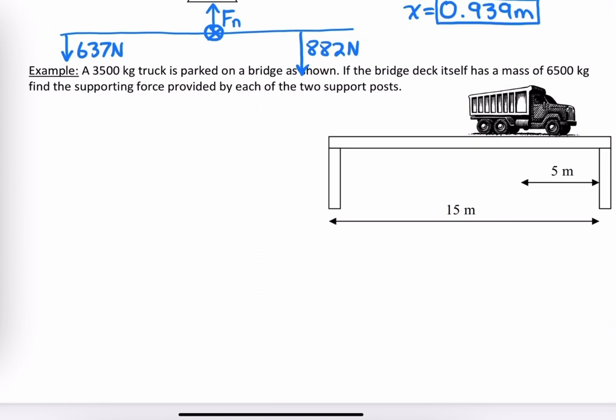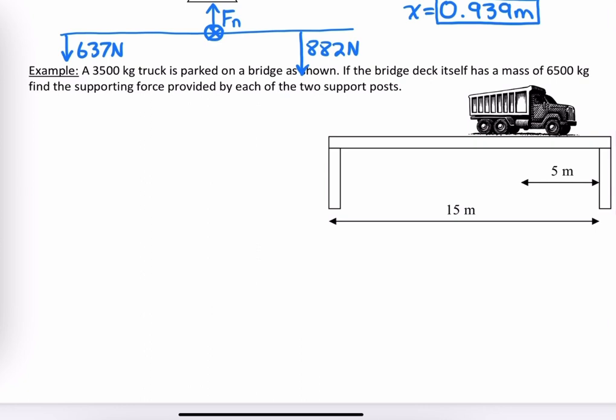So let's look at this question. A 3,500 kilogram truck is parked on a bridge as shown. If the bridge deck itself has a mass of 6,500 kilograms, find the supporting force provided by each of the two support posts.